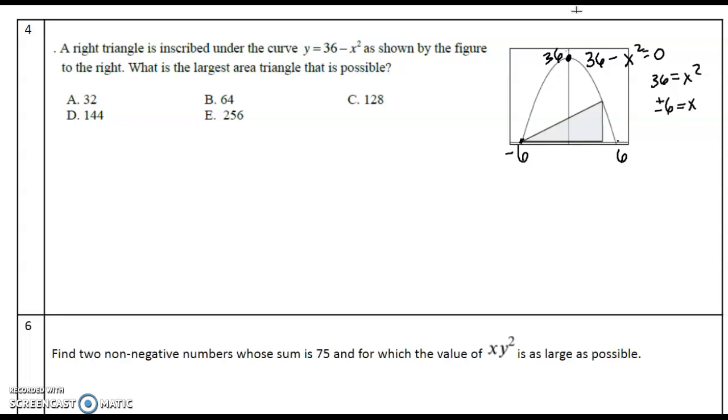Okay, so that's as large as it can be. What is the largest area that's possible? So area equals 1/2 base times height. So the height of this triangle is going to be on our curve. So the height is actually the y value on the parabola. So height is this.